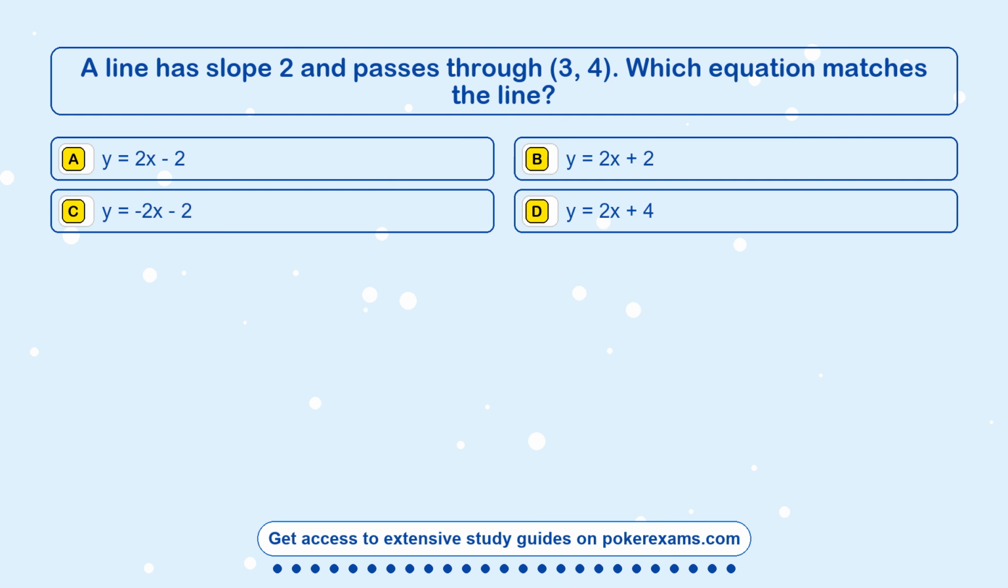Question 14. A line has slope 2 and passes through 3, 4. Which equation matches the line? Option A, y equals 2x minus 2. Option B, y equals 2x plus 2. Option C, y equals minus 2x minus 2. Option D, y equals 2x plus 4.